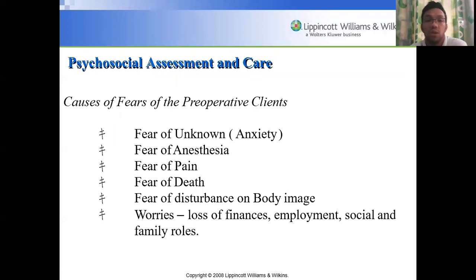Now we go to the psychosocial assessment. One of our nursing roles in a patient who will undergo surgery is to allay or alleviate any fear that the patient will have prior to the surgery. Remember, all patients who will undergo a major surgery would be having moderate to severe anxiety, most especially if they know about their condition, if they know about the risks of the surgery that they will be undergoing later on. We need to allay these fears, these anxieties of the patient.